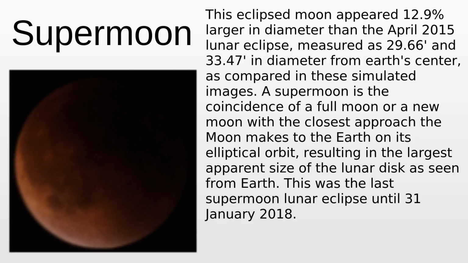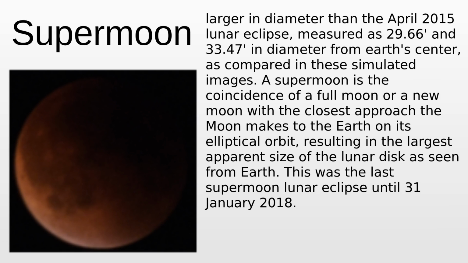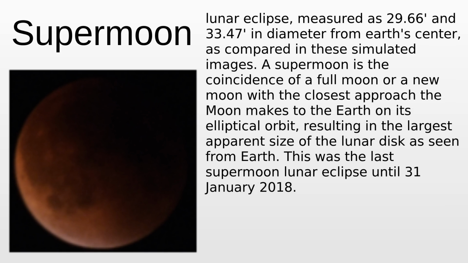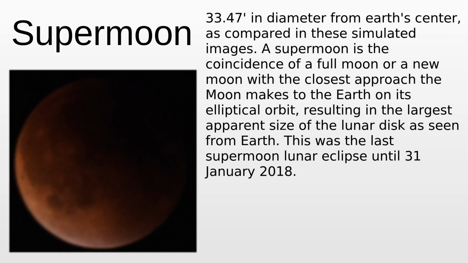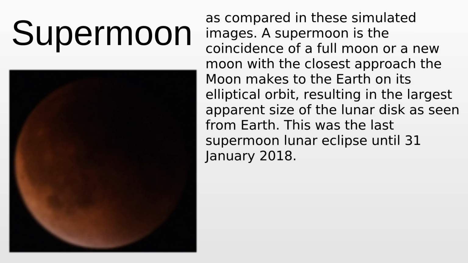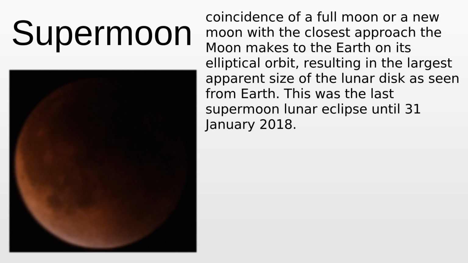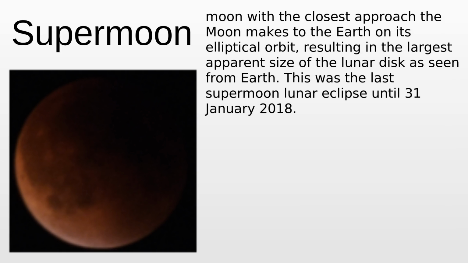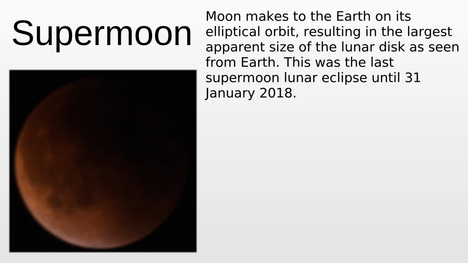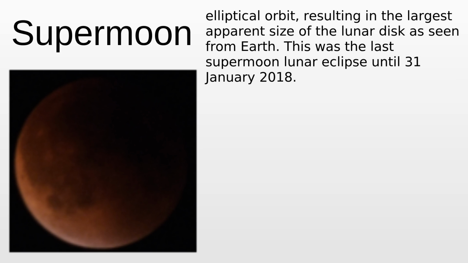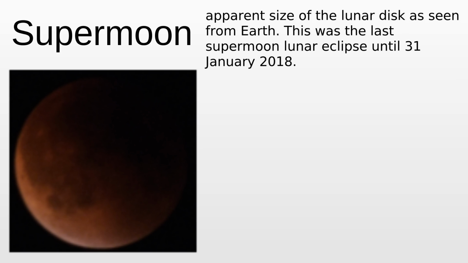Supermoon. This eclipse moon appeared 12.9% larger in diameter than the April 2015 lunar eclipse, measured as 29.66 and 33.47 in diameter from Earth's center. As compared in these simulated images, a supermoon is the coincidence of a full moon or a new moon with the closest approach the moon makes to the Earth on its elliptical orbit, resulting in the largest apparent size of the lunar disk as seen from Earth. This was the last supermoon lunar eclipse until the 31st of January 2018.